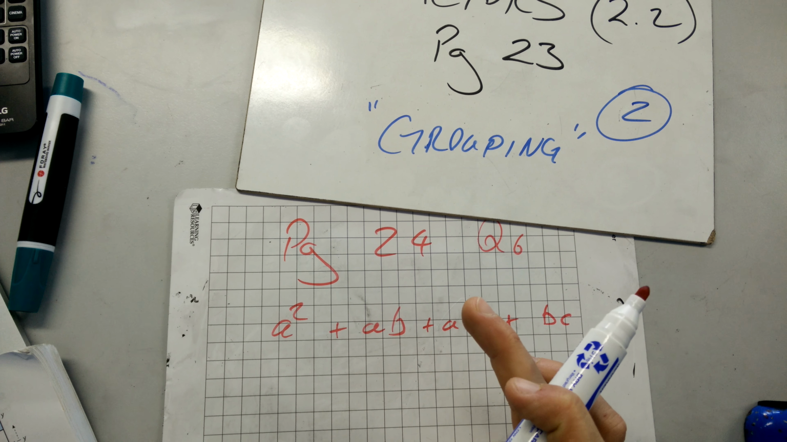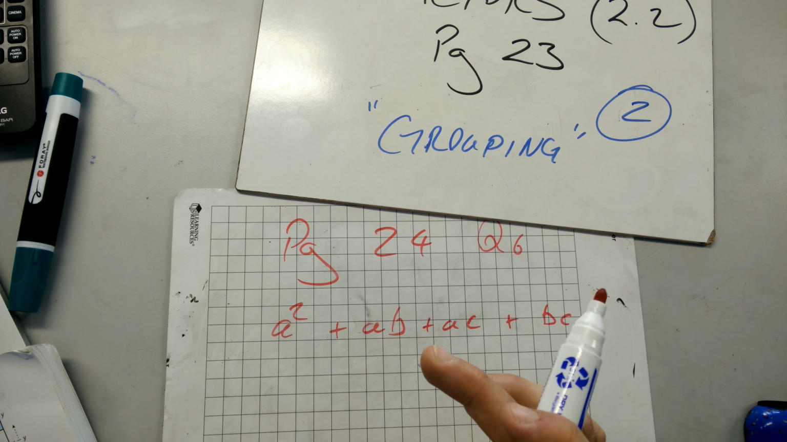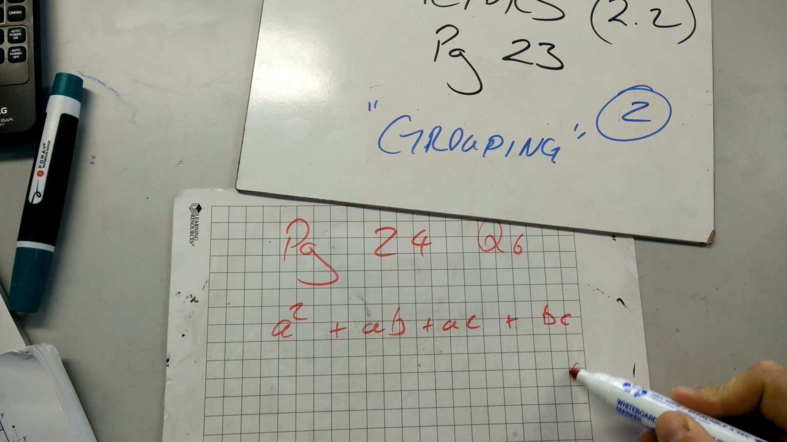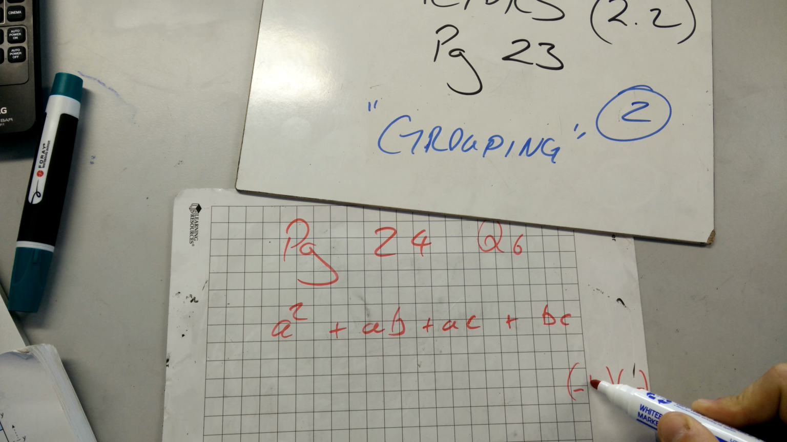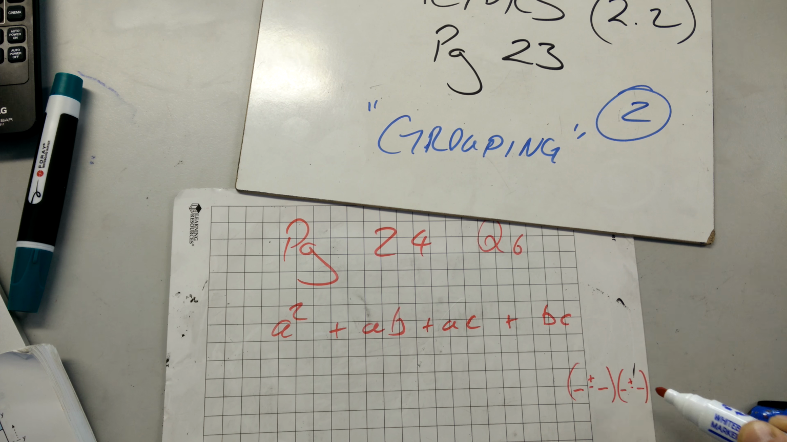So when we're grouping terms, we need to think of our long-term answer. We're going to hope to finish with something that looks like bracket by a bracket, and you'll have two terms in each of those brackets. So we're looking for an answer that looks something similar to that. Okay, that's what we're hoping to finish with.